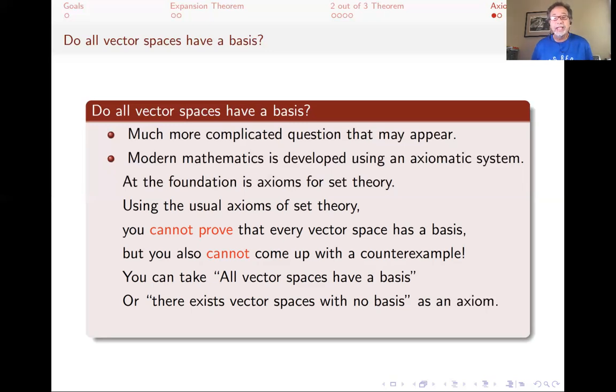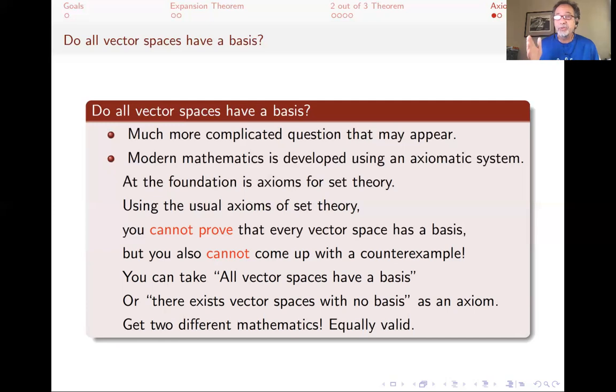Either one of those things can be taken as an additional axiom to the usual axioms of set theory. And if you do that, you get 2 different mathematics depending on which one of these axioms you add on. And both of them will be equally valid. So you'll have 2 different mathematics. In one, all vector spaces have bases. In the other one, there are vector spaces that do not have bases. How does that work? Well, just to make this a little bit more understandable, I will tell you a few more things.